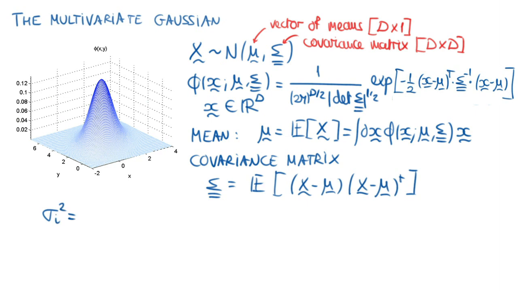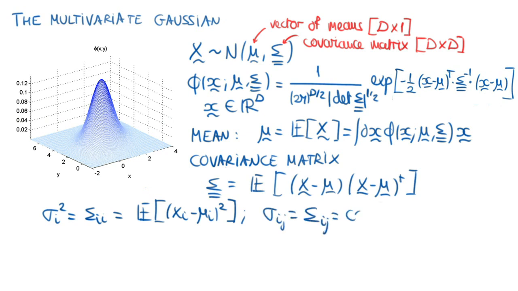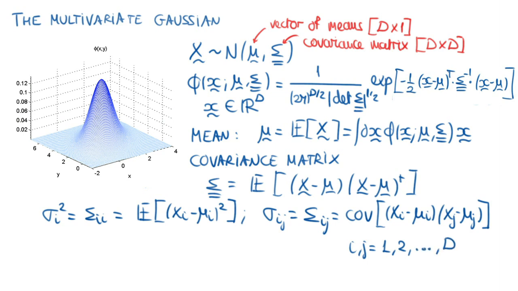The diagonal elements of this covariance matrix are simply the variances of the components of the random vector x. The off-diagonal elements are the covariances between the components i and j of the random vector, where i and j are indexes that run from 1 up to capital D, the components of the random vector.